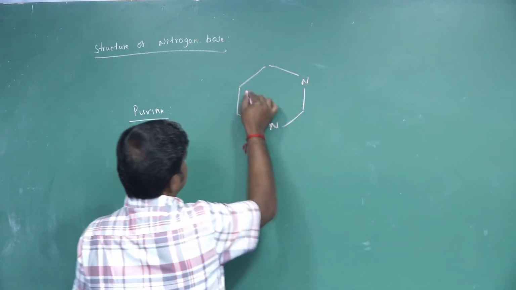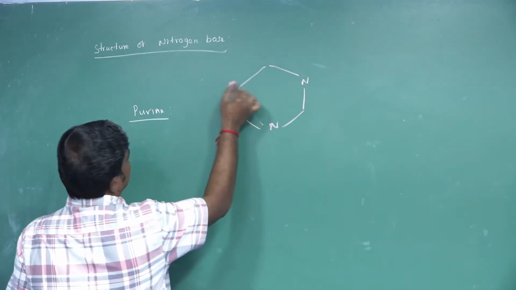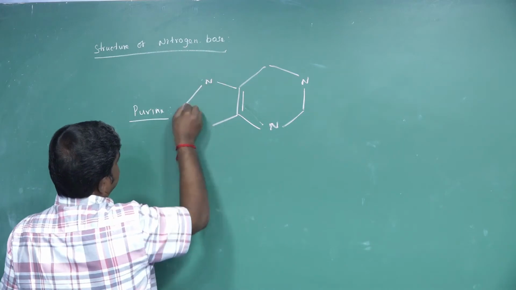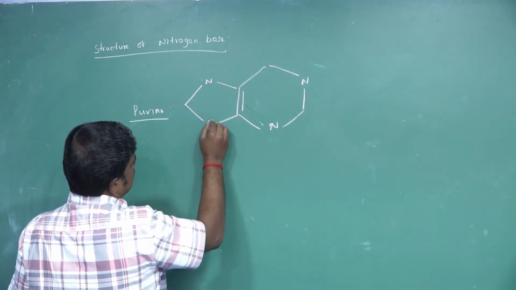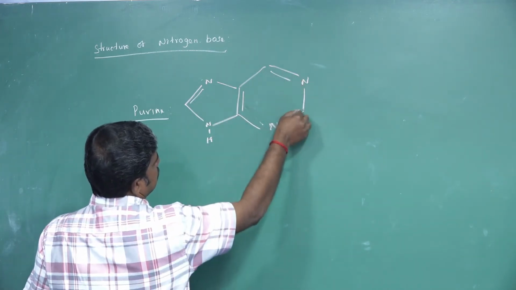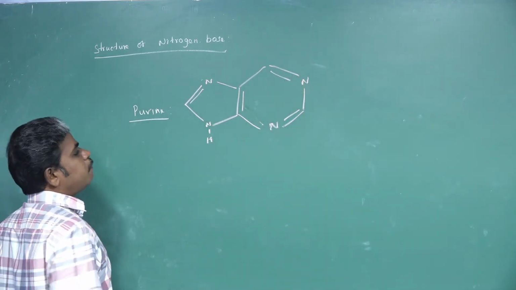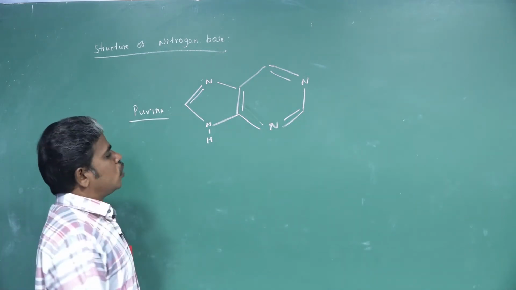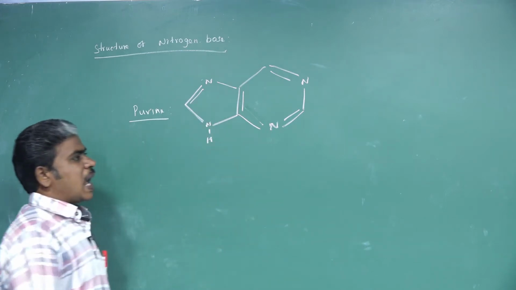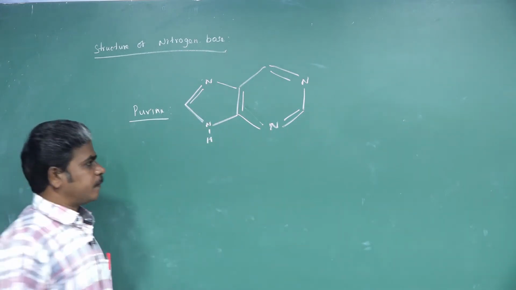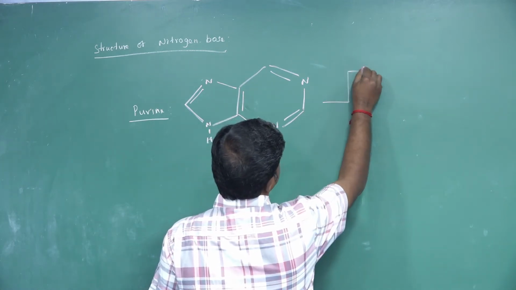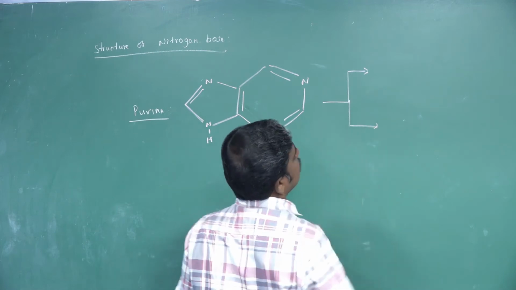It is a nitrogen base, a purine base. Here there is the nitrogen, here there is NH, and here the bonds. Then it is a purine. The purine bases are adenine and guanine.